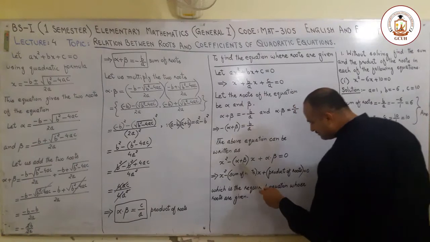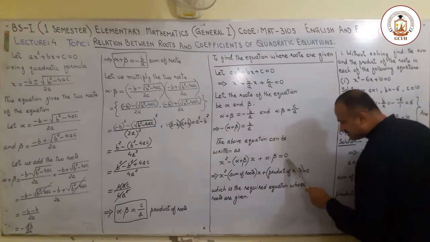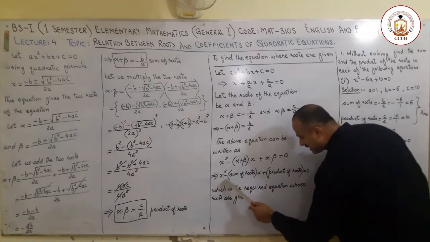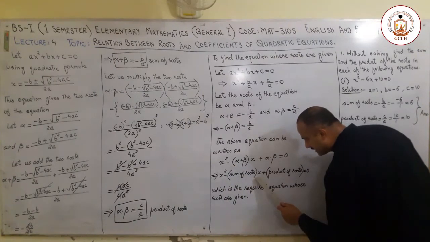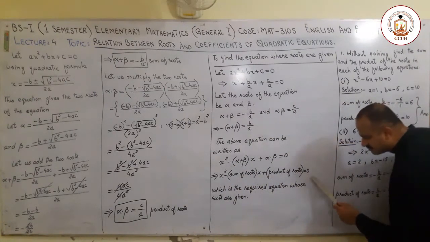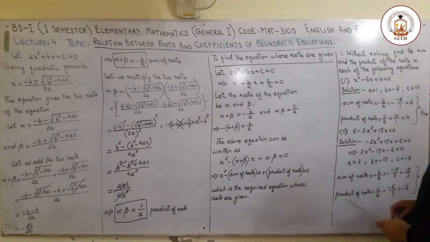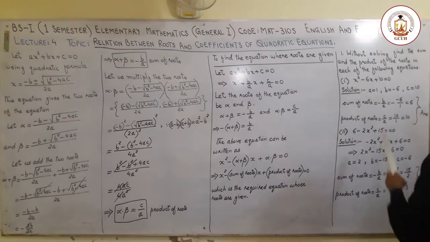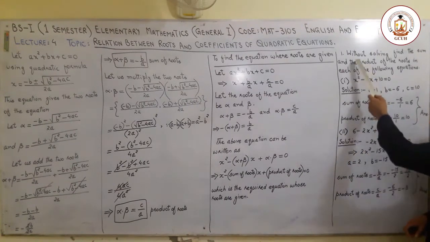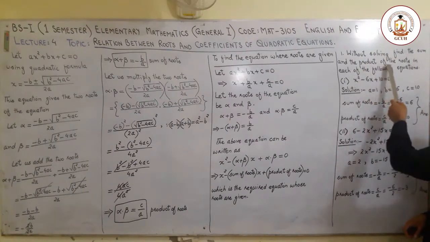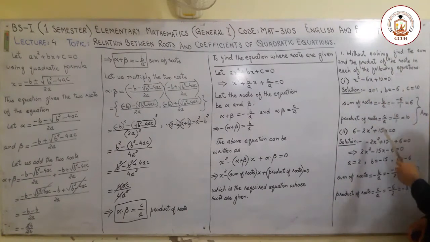So in words we may express this equation as x square minus sum of roots times x plus product of roots is equal to 0, which is the required equation whose roots are given. So let's have a question related with this topic. The statement is, without solving, find the sum and the product of the roots in each of the following equations.